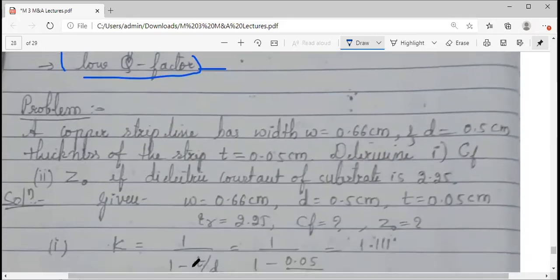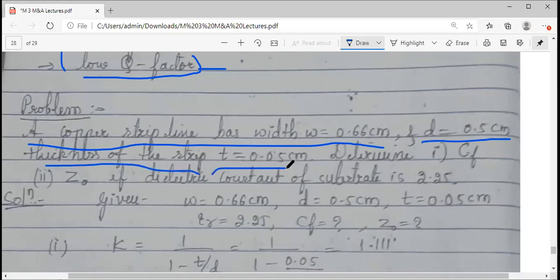Now coming to one simple problem, direct substitution kind. Problems are simple; formulae to remember is difficult. A copper strip line has width W equal to 0.66 centimeter, D is 0.5 centimeter, and the thickness of the strip is 0.05 centimeter. The geometric parameters are given to you. You have to calculate CF, the fringing capacitance, and then the characteristic impedance. The value of epsilon r, the substrate permittivity, is given to you.